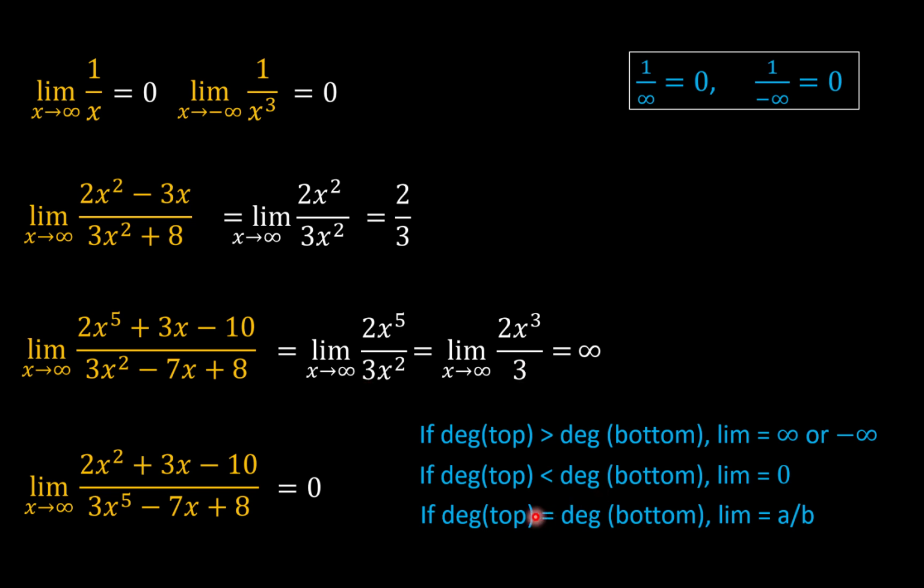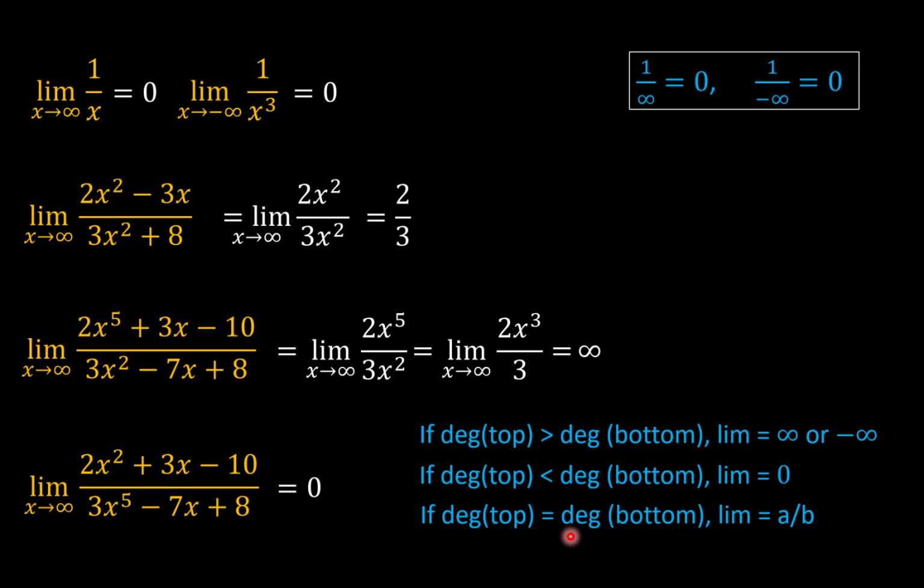Okay. Now, if the top has a smaller degree than the bottom, like the example here, then the limit should be 0. Basically, you go through the same idea, and after you cancel out, the bottom has an x to some power. So the bottom goes to infinity, and the top is a fixed number. So the limit should be 0.